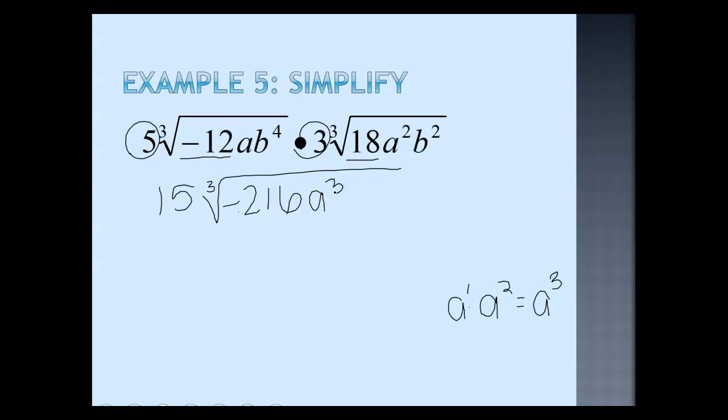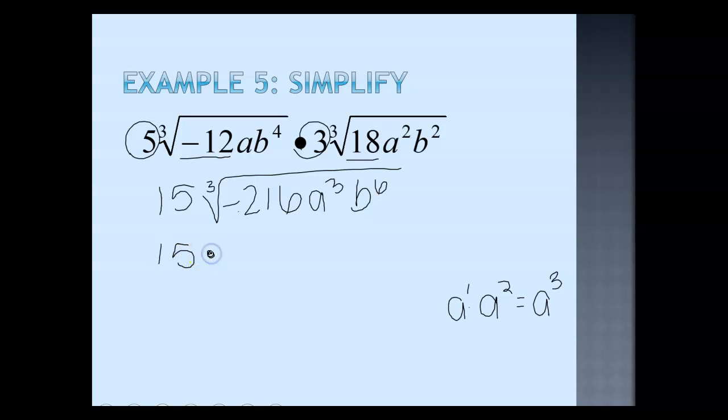So b to the 4th times b to the 2nd becomes b to the 6th. All right. 216 is a perfect cube because it's a cube root now. So what number multiplied together three times gives 216? It's 6.